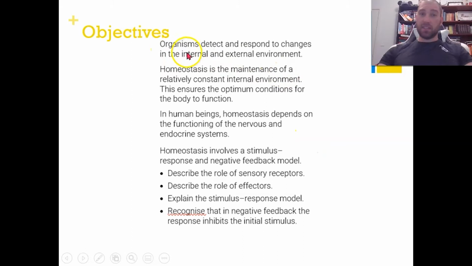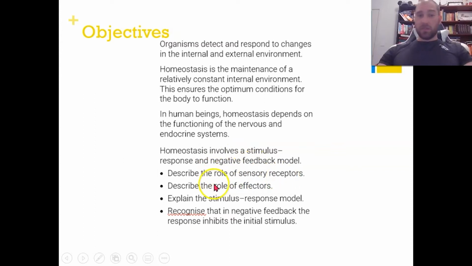So our science understandings: organisms detect and respond to changes in the internal and external environment. Homeostasis is the maintenance of a relatively constant internal environment. This ensures optimum conditions for the body to function. In human beings, homeostasis depends upon the functioning of the nervous and endocrine systems. Homeostasis involves a stimulus response and negative feedback model.